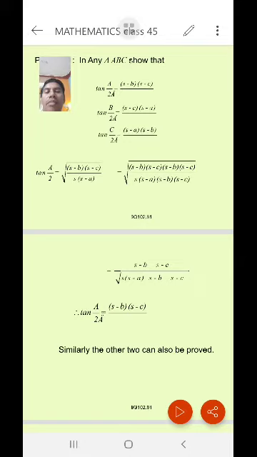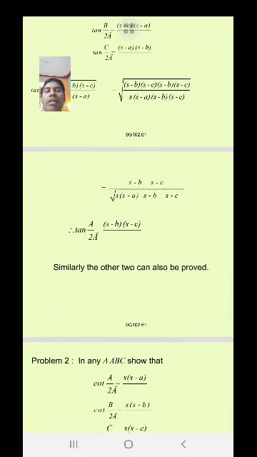Here brackets are not printed, so we have to keep it in a bracket. And in the denominator, under root of s minus a, s into s minus a into s minus b into s minus c. Here s minus b and s minus c are also not in a bracket, so we should keep it in a bracket. And in the denominator, in place of that, we can write area of the triangle. So finally we can write tan A by 2 equals s minus b into s minus c by area of a triangle. So similarly, the other two can also be proved.